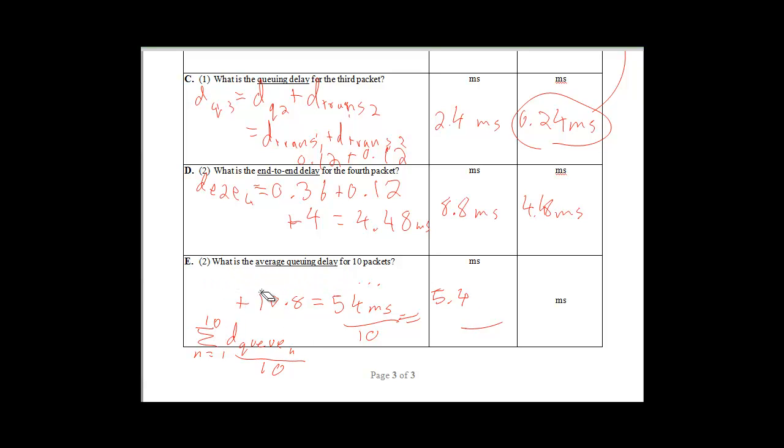Now for the 100 megabit per second, you're going to see a big difference here because the queuing delay is directly related to the transmission delay. The queuing delay for the first packet is 0. Queuing delay for the second packet is 0.12. For the third packet is 0.24, and then etc. on up to 1.08 is going to give a total sum of 5.4 milliseconds. Then we got to divide by 10 again, and we have 0.54 milliseconds.